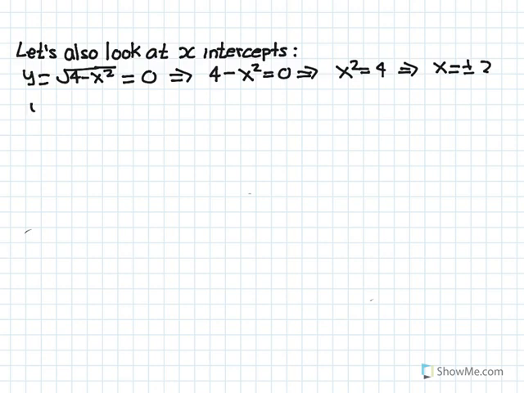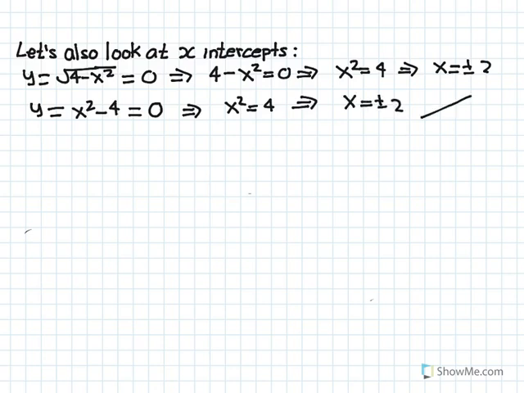Now for the parabola, y is equal to x squared minus 4. We want to find the x-intercept. That means make y equals 0. So we get x squared equals 4. Solve for x, and we get x is equal to plus or minus 2. They share the same x-intercepts. The semicircle and the parabola have the same x-intercepts. Those are the points of intersection.